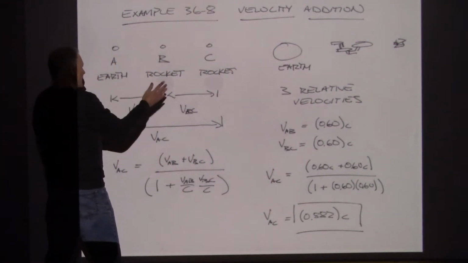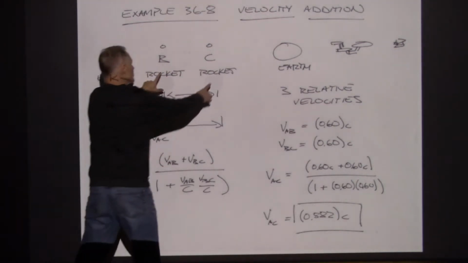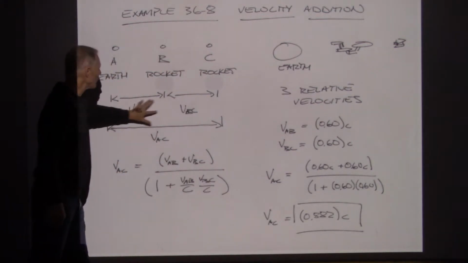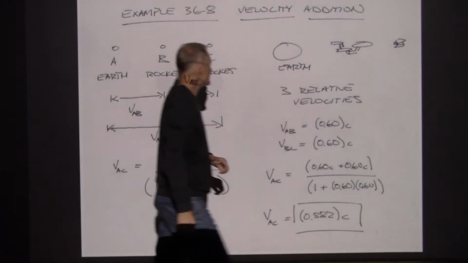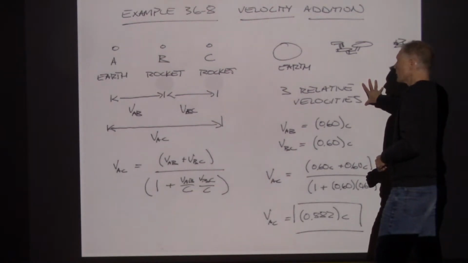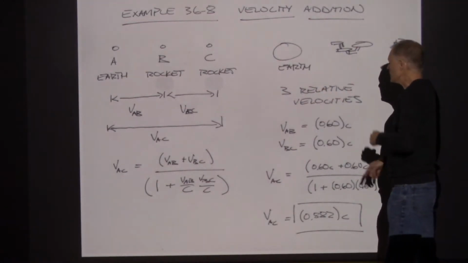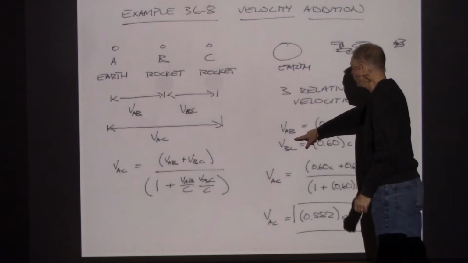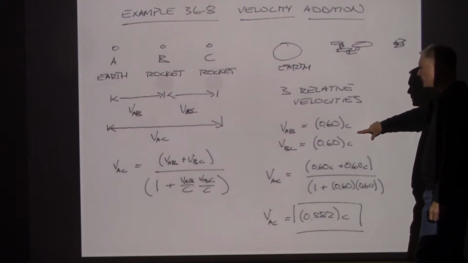There's a relative speed between the Earth and rocket B. There's a relative speed between rocket B and rocket C. I can write down those relative speeds. Now, those are the values that they've given us. They've said that there's a relative velocity. There's 3 of these relative velocities to keep track of. They've given us 2 of them. So VAB is 0.60 times c, and just by coincidence, VBC also is 0.60 c.